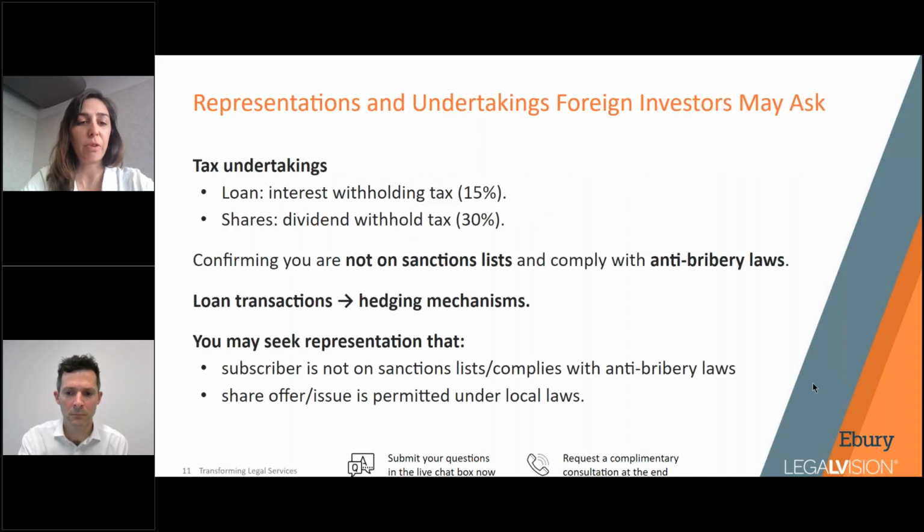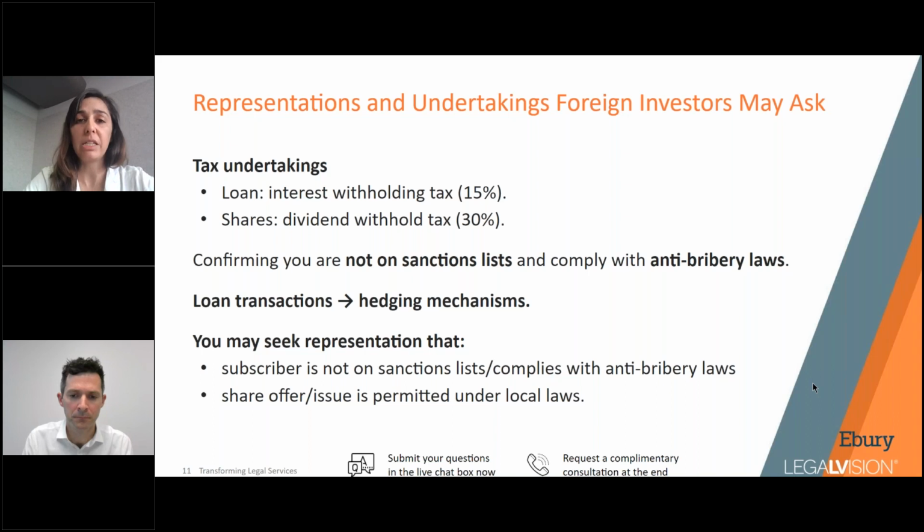Next, I'll be talking about the representations and undertakings a foreign investor might ask for. So an offshore investor obviously has different considerations to an onshore investor, and this will affect your documents in that they might ask for different representations and undertakings to what is being asked for by your onshore investors. So firstly, one consideration that they'll have is withholding tax. So if you are borrowing money from an offshore investor, you'll need to consider interest withholding tax. So in Australia, the rate is usually 15%.